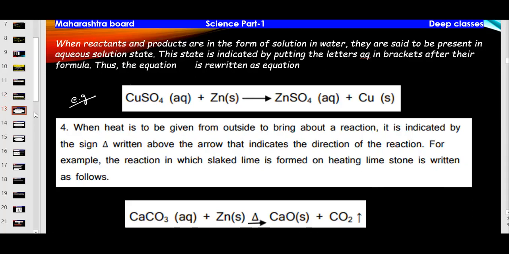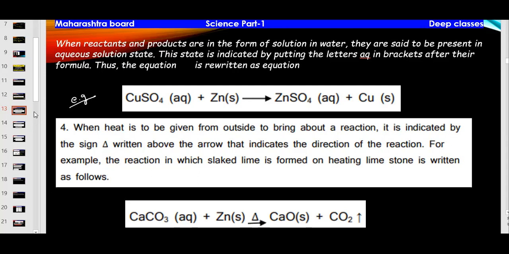Copper sulfate is in aqueous solution. That's why in the bracket it is written as AQ. Zinc is in solid form. Okay, it can be powder. It gives zinc sulfate, which is also in aqueous solution, and it also gives copper, which is in solid form.